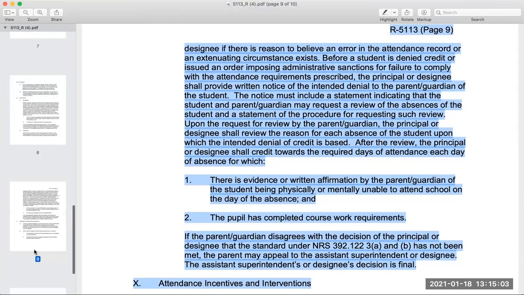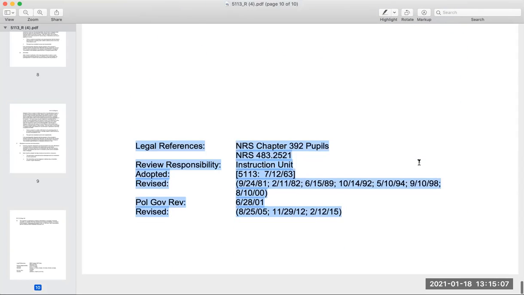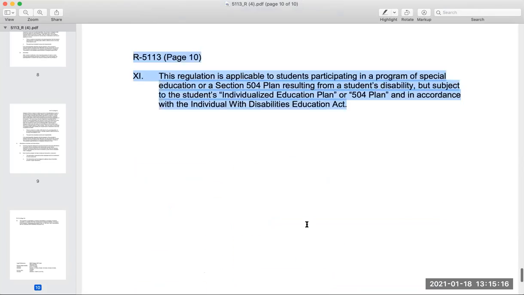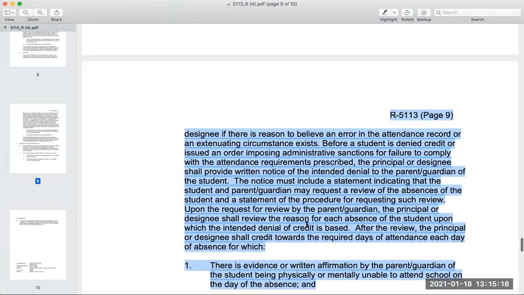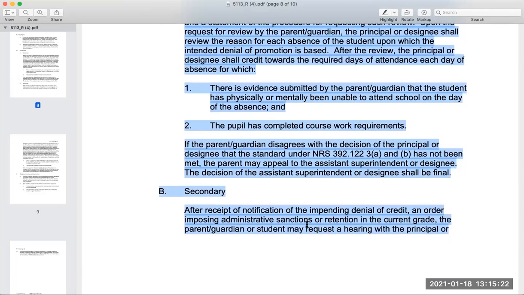After the review, the principal or designee shall credit towards the required days of attendance each day of absence for which 1. There is evidence or written affirmation by the parent guardian of the student being physically or mentally unable to attend school on the day of the absence, and 2. The pupil has completed coursework requirements.